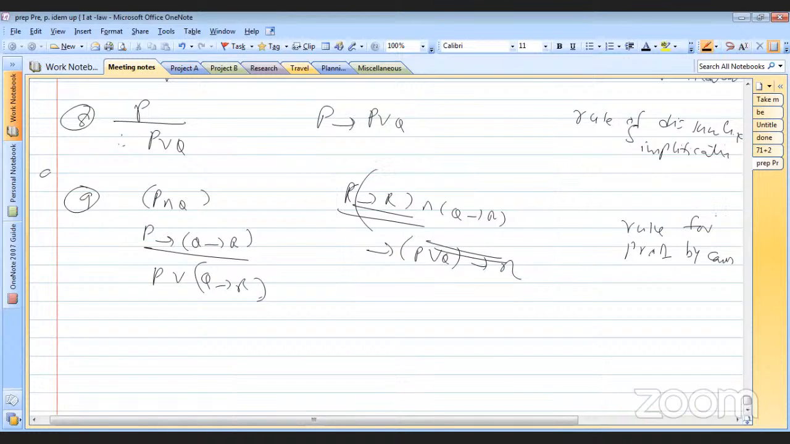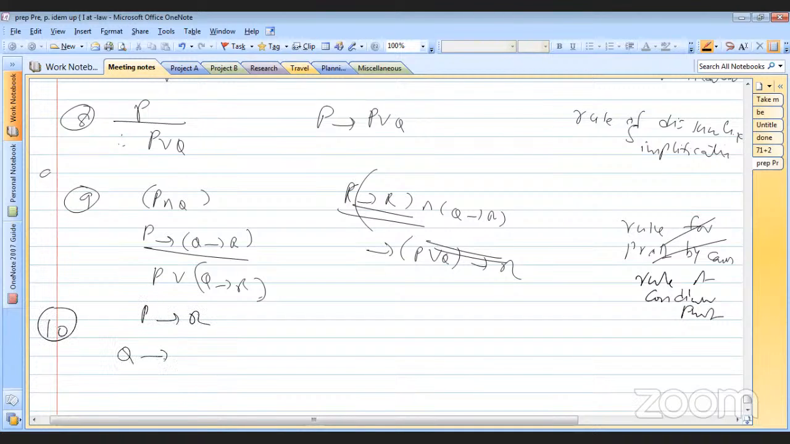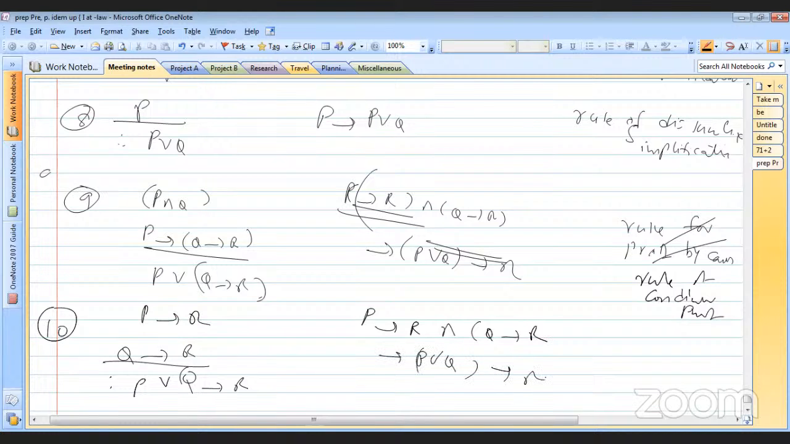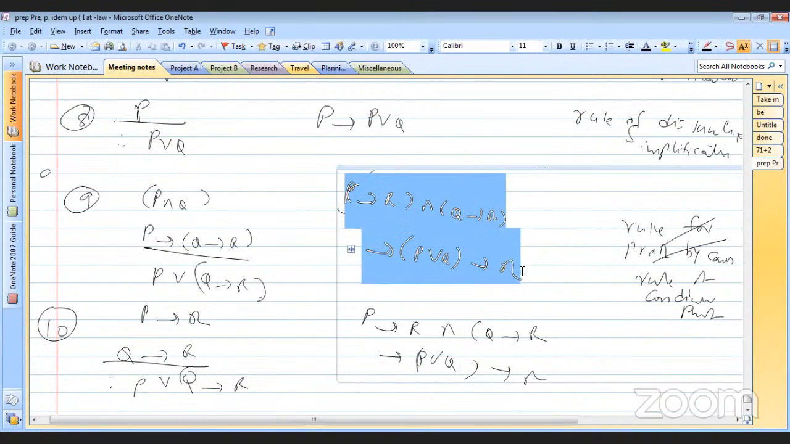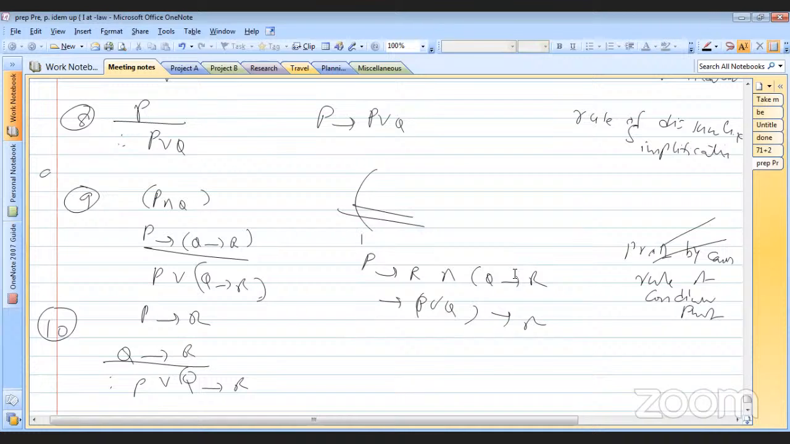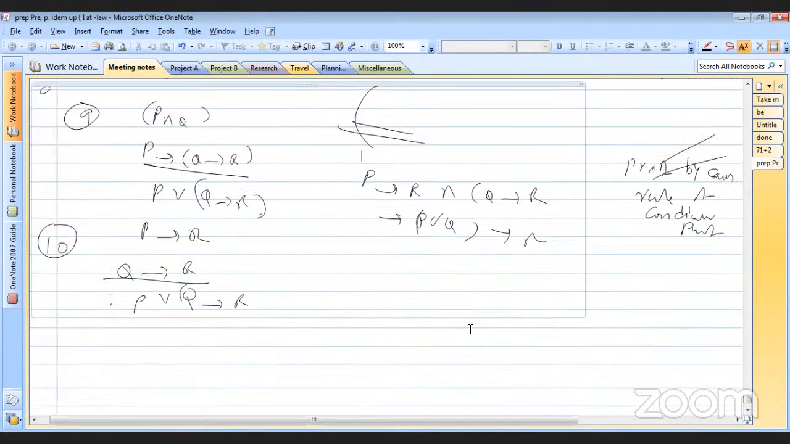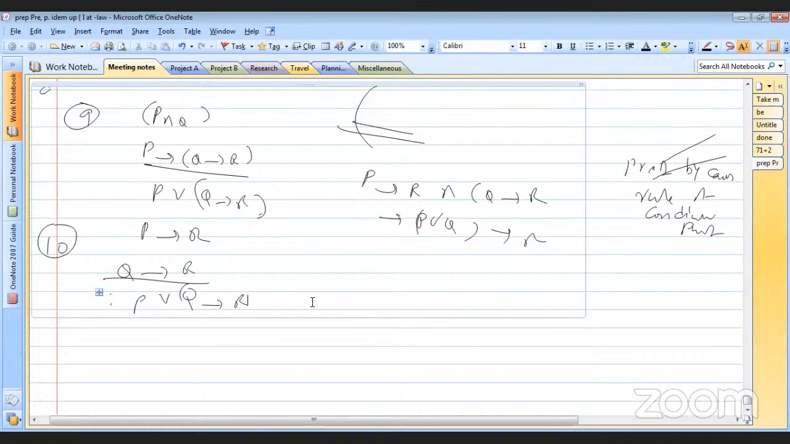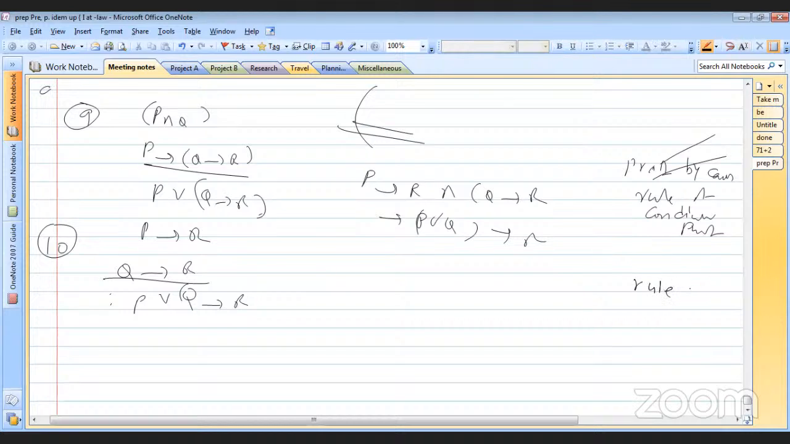Rule of conditional proof, sorry. Rule of conditional proof. P implies R, that is Q implies R. P and Q implies R. P implies R and Q implies R. That implies P implies Q and R. So this is the rule for proof by cases.